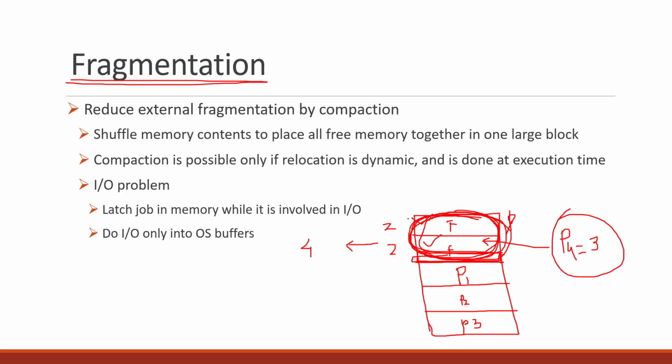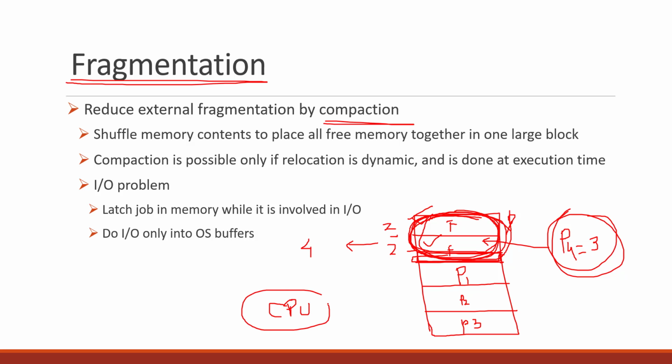If we keep these address spaces separate and we don't have a mechanism to combine them, then this P4 might have to wait unless one of the processes is done, right? Now one of the problems of compaction, combining these two spaces, is the CPU has to wait, right?